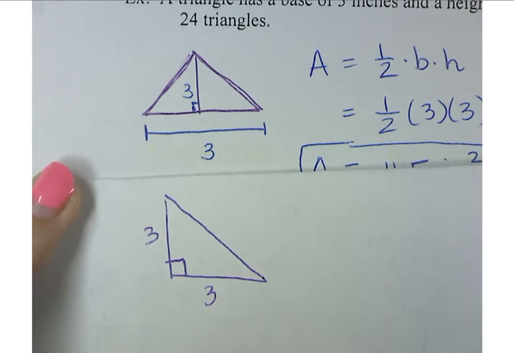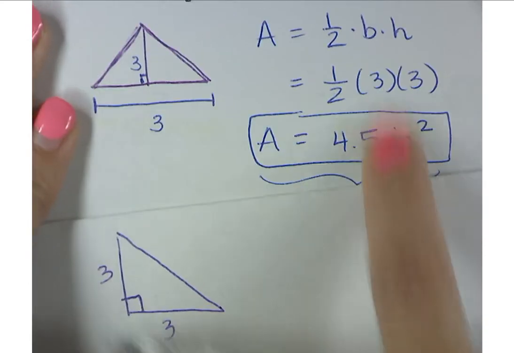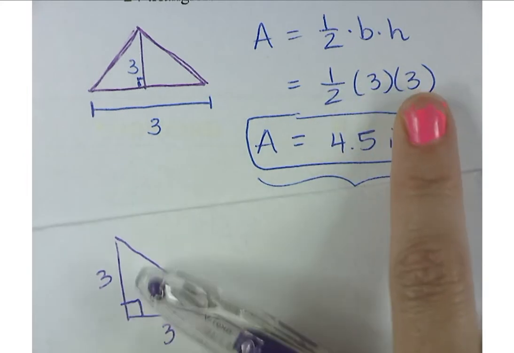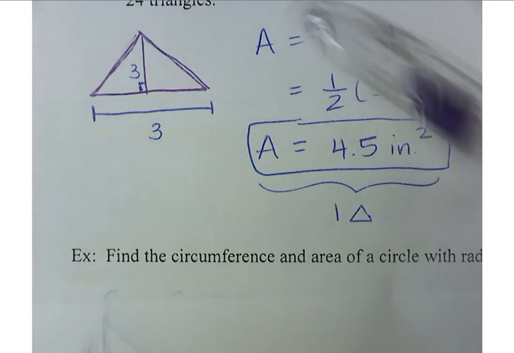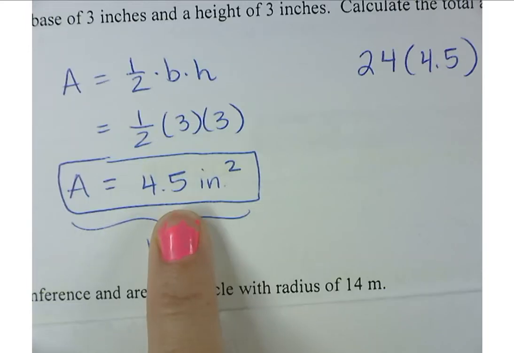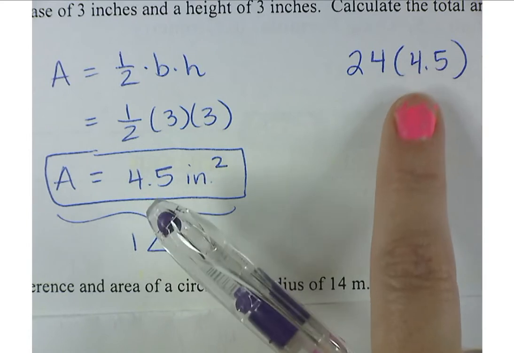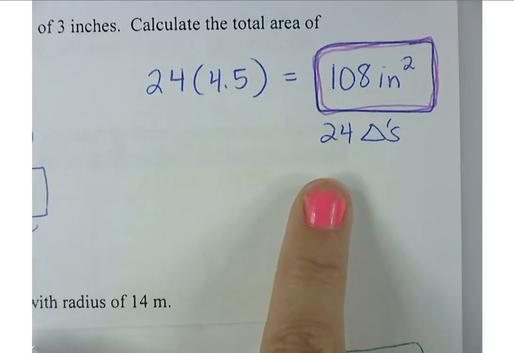Okay, so either way you're going to do 1/2 times base times height, or 1/2 times 3 times 3. What's 3 times 3? 9. Okay, so split 9 in half and you'll get 4.5, and that's inches squared. So remember, that's for one triangle. But Carson, how many triangles do we want to find the area of? Okay, so how are we gonna do that? By 24. Yeah, so we're gonna multiply the area of the one triangle by 24, and that will get us the total area, which would be 108 inches squared.